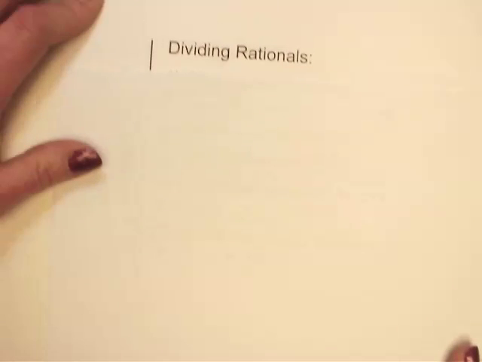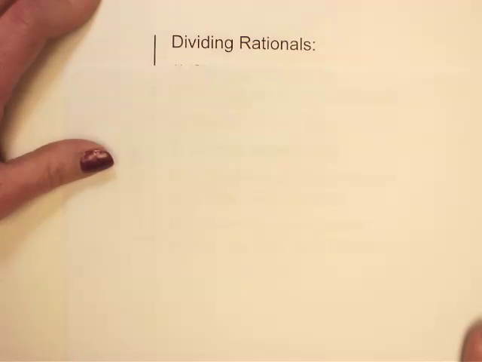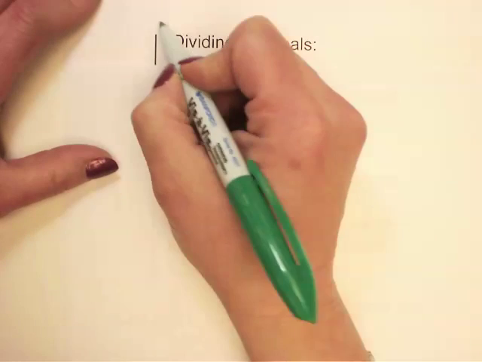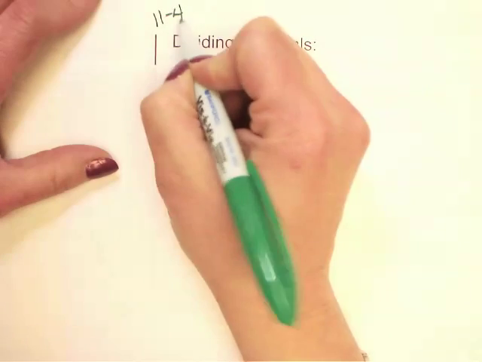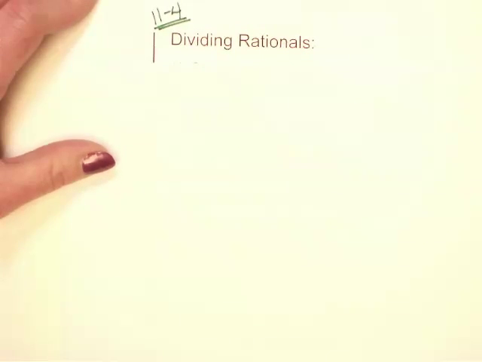Now, moving on, we're going into our next section. Remember that we said today we have 2 sections, okay? So this is now dividing rationals, and this is chapter 11, section 4. This is the next section. This is where it begins, okay?